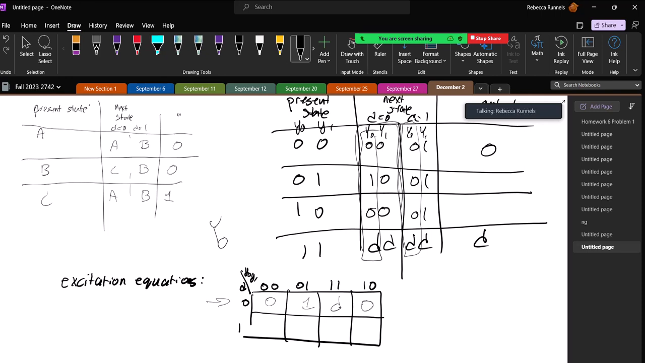Now, when D is 1, that's the second column over here. It's 0 everywhere except for 1, 1 that is a don't care. And so the best way to get this one is right here. And so I will say Y0 equals y1 D bar.